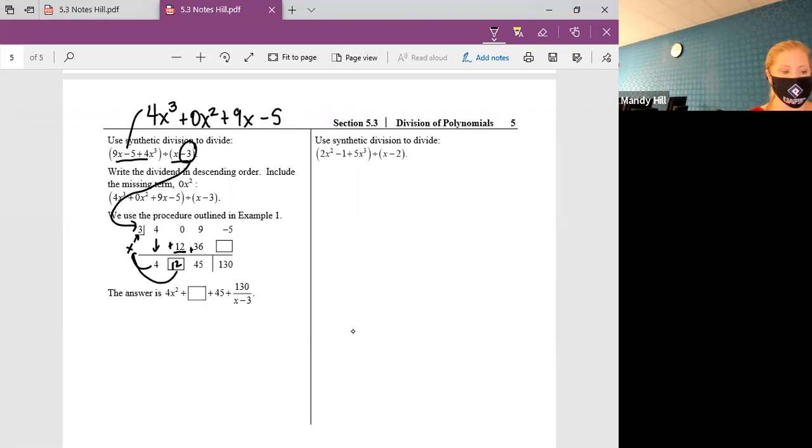45 times 3, is that 135, I think? So right there they took 45 and multiplied it by 3. They got 135. When you add those two numbers together, you get the 130, which is your remainder. X minus 3 came from the very beginning of the problem. That's what we were dividing by.